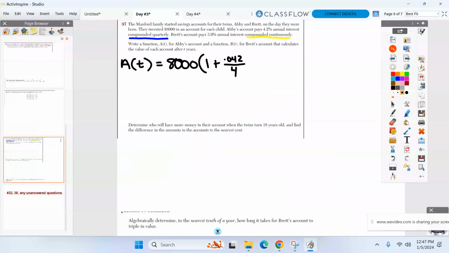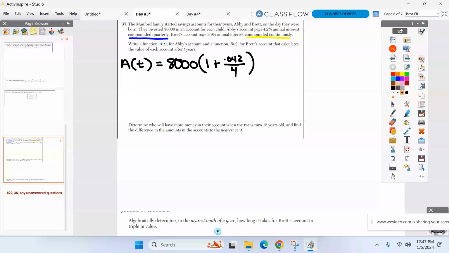Now, other words you may see. Semi-annually. How many times would that be? 2. Or you may just see annually. That would be 1. And the only other thing I can think of is monthly. 12. Okay, so some words other than quarterly you may see there that would affect that 4.